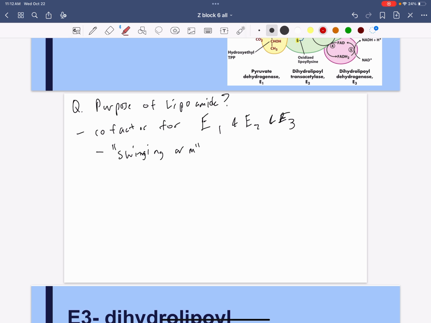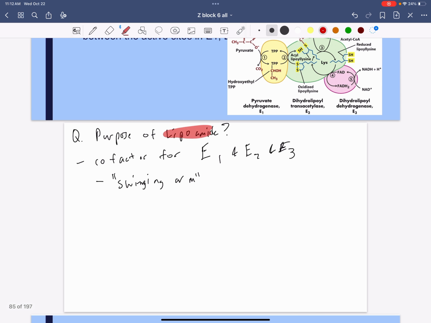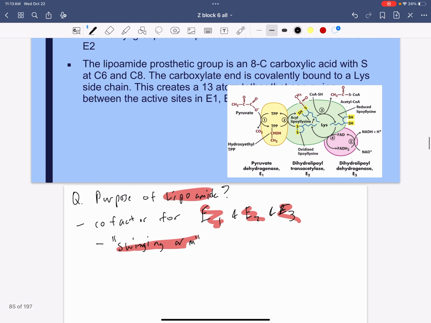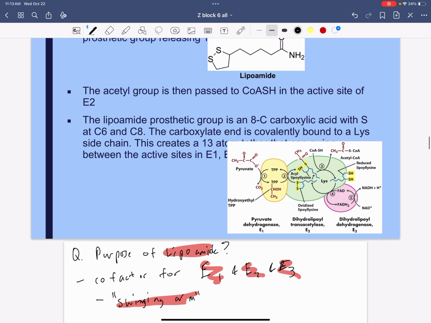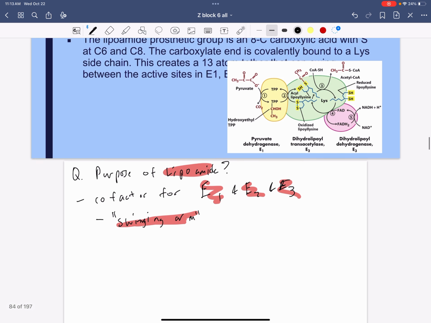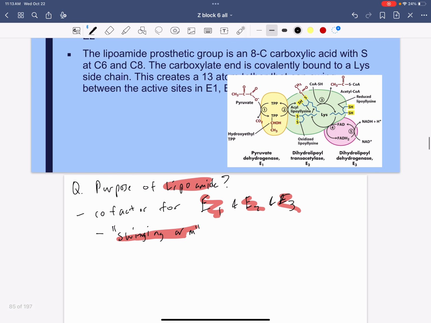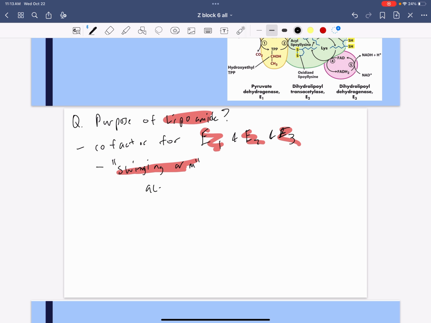We have another cofactor called lipoamide. This is going to act as a cofactor for all of the E1, E2, and E3. What it acts as is a kind of swinging arm, or what they mean by that is that it transfers the acetyl groups into the active sites of all of the E1, the E2, and E3. So it is essentially an acetyl group carrier, and it moves it between all of the sites.